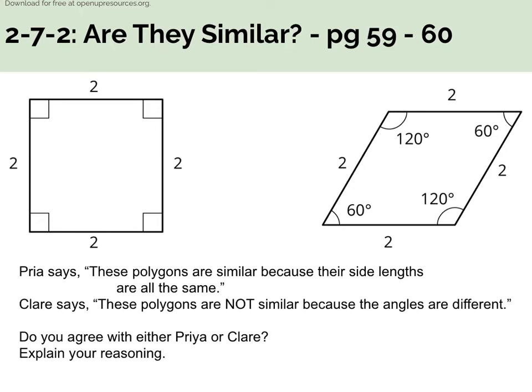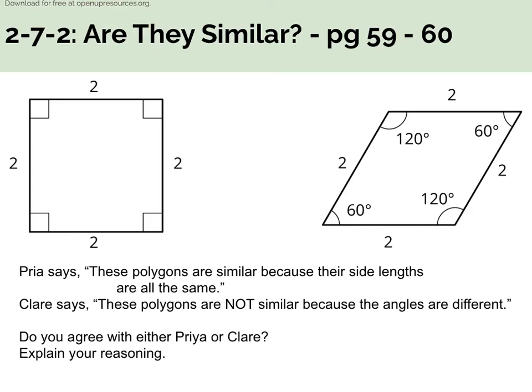All right, this activity starts with page 59 and goes to 60. On page 59, it says, Priya says these polygons are similar because their side lengths are all the same. Claire says these polygons are not similar because the angles are different. Do you agree with either Priya or Claire? And then explain your reasoning.